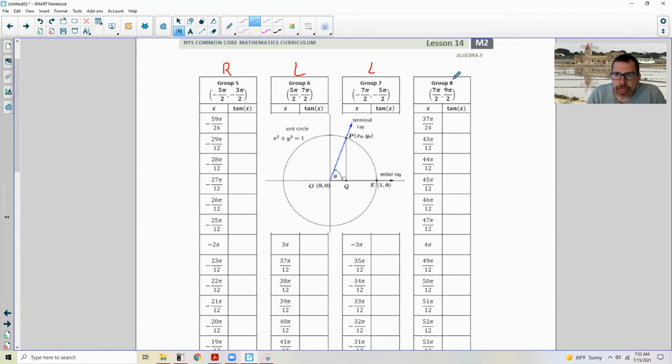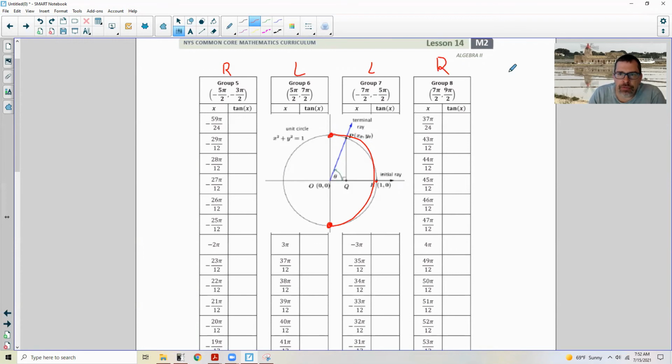And finally, group 8, 7 pi over 2. So we start here and we go in the counterclockwise direction because that's our positive direction. Pi over 2, 2 pi over 2, 3 pi over 2, 4 pi over 2, 5 pi over 2, 6 pi over 2, 7 pi over 2 is right here. 8 pi over 2, 9 pi over 2 is right here. And I had to go this direction to get there.